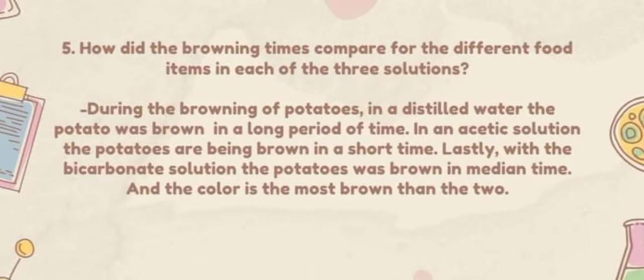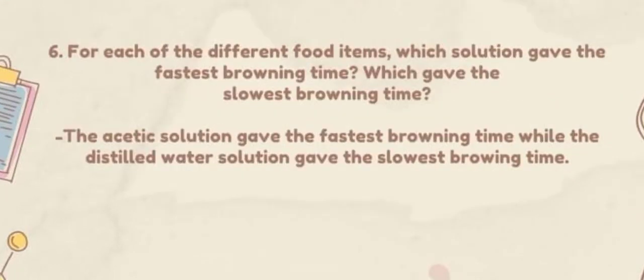For each of the different food items, which solution gave the fastest browning time? Which gave the slowest browning time? The acetic solution gave the fastest browning time, while the distilled water solution gave the slowest browning time.